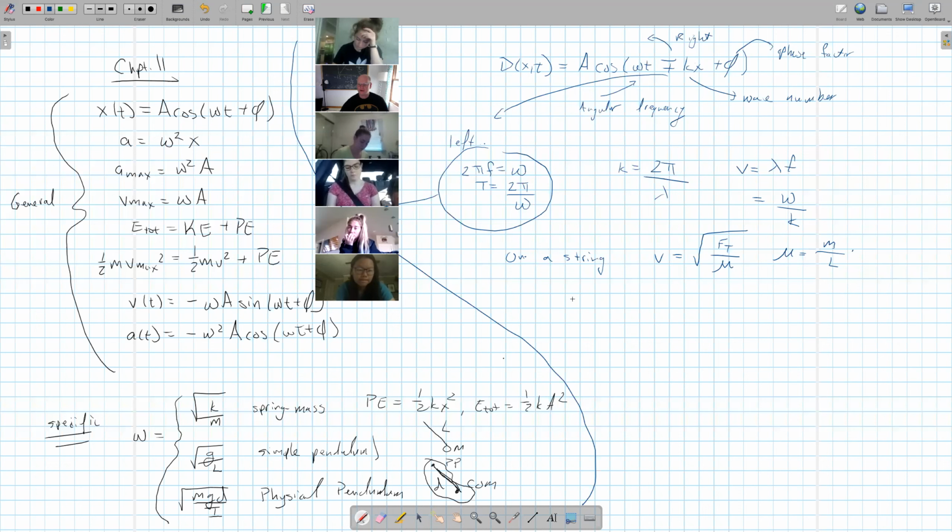Let's see, what else did we see? So we also saw standing waves. So let's talk about standing waves. And this was on a string. So for a string, what we saw was that the wavelength was equal to twice the length divided by the harmonic, so this is equal to 1, 2, 3, etc. And then the frequency is equal to the harmonic times the velocity divided by twice the length.